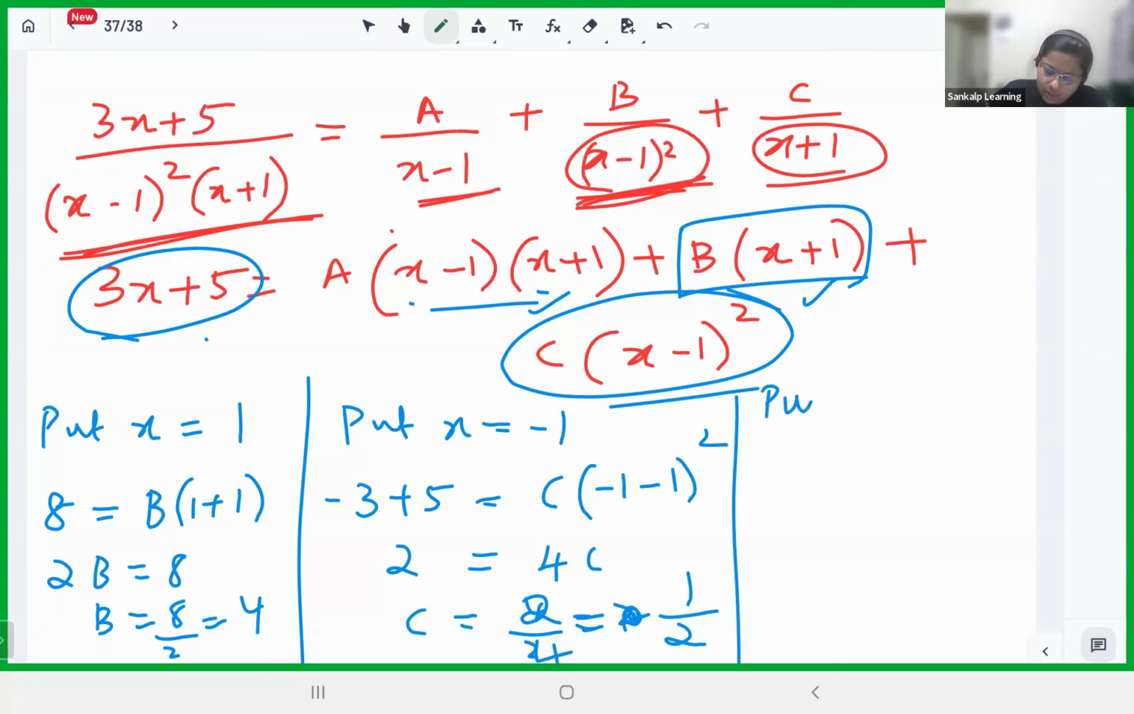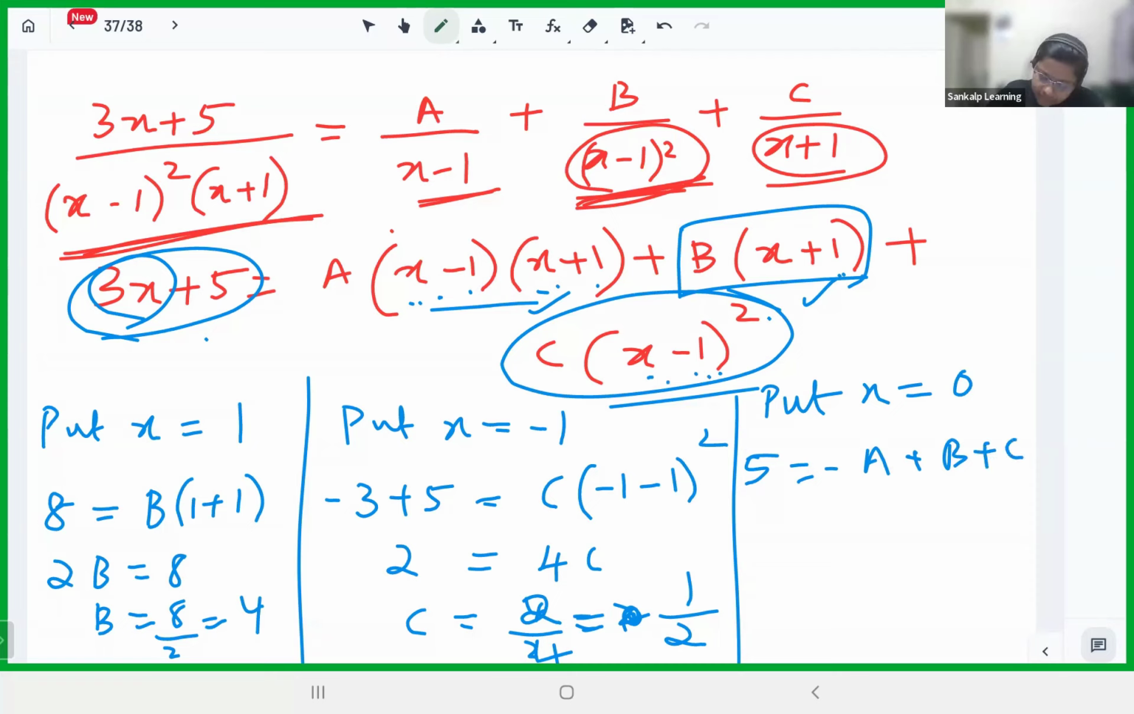Now put x equal to 0, okay? So if you put x equal to 0, what happens? This one will become 0. So 5 into, this is 0 minus 1 into 0 plus 1. So it is minus a. Then 0 plus 1 is 1. 1 into b is plus b. 0 minus 1 is minus 1, the whole square is 1. So it is plus c.